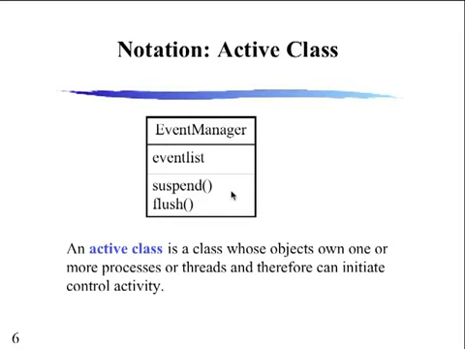So in terms of the notation for an active class, we're looking at nothing more than a darker border. An active class is a class whose objects own one or more processes or threads and therefore can initiate control activity. So the elevator controller would be an active class in that entire system. It's not going to be passive, so it's active versus passive. Passive, you call the button and you illuminate it, make it red, make it green, and then it goes to sleep. And then when it's asleep, it's waiting.